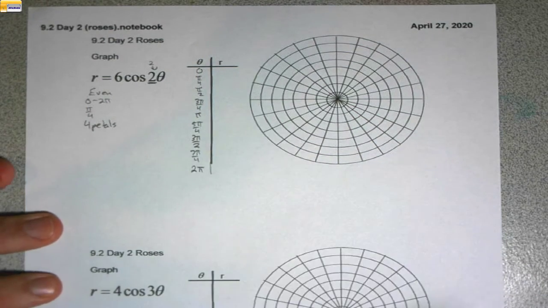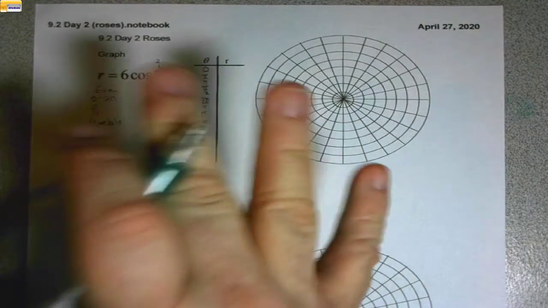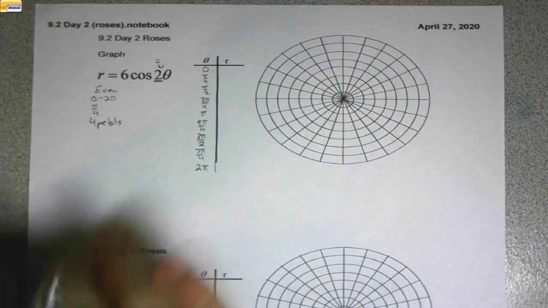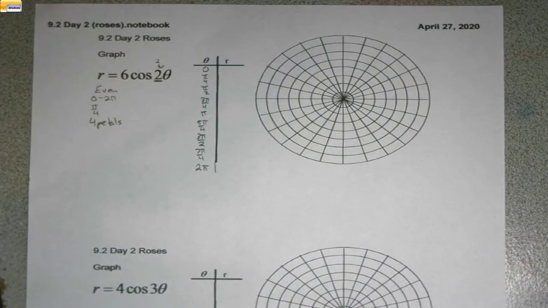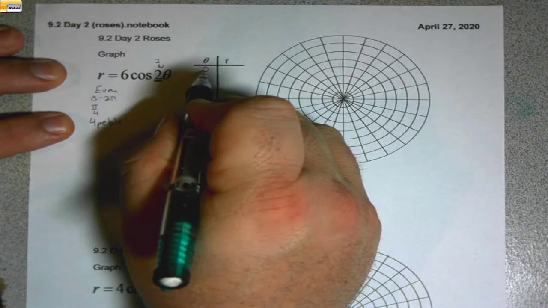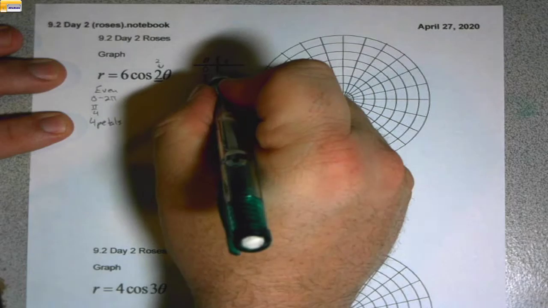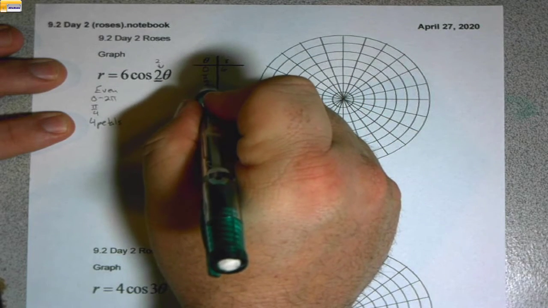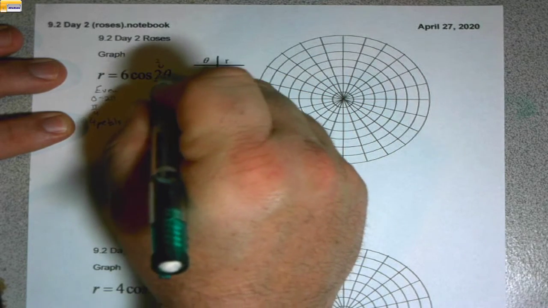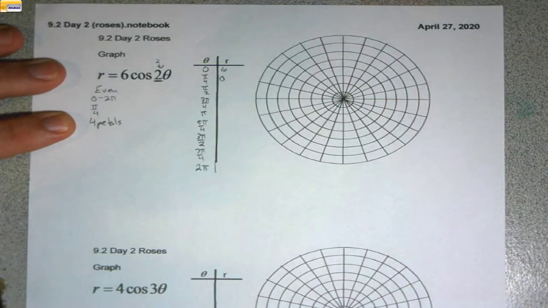Now there's good news with this. When you count by pi over 4s, when you do the process of doubling the coefficient, counting by pi over 4s, there's a pattern that emerges. Let's plug in a few of the points to start out with. We're going to plug 0 in. Cosine of 0 is 1, so 1 times 6 is 6. When we plug pi over 4 in, multiply that by 2, we get pi over 2. Cosine of pi over 2 is 0. So we get 0.